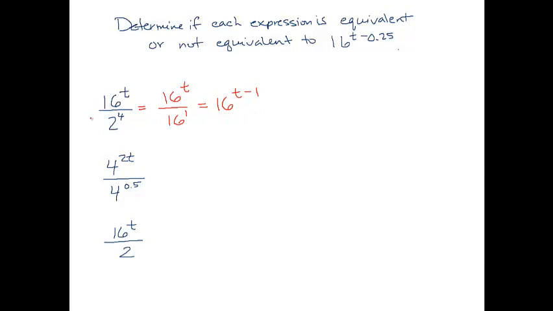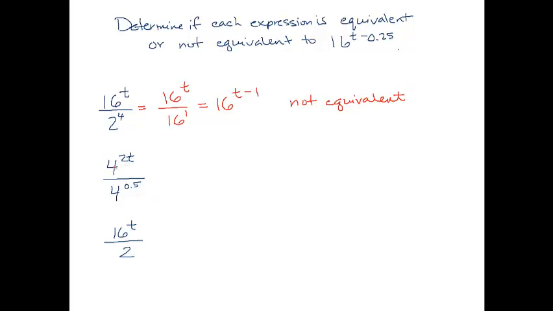So I know that this first expression can be simplified, if you consider this being simpler, to 16 with an exponent of t minus 1. Look at this. This has a base of 16. Since their bases match, their exponents would have to match to be equivalent. So this first one is not equivalent. All right, let's try the next one.